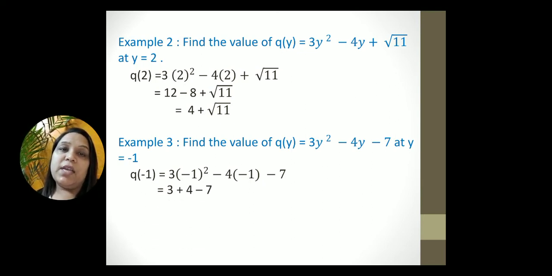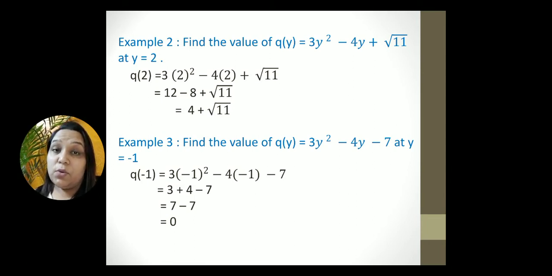Then 3 minus 1 square is equal to 1. So it will be 3. Now minus 4 into minus 1. It will be minus minus plus 4, minus 7. It will be 7 minus 7 is equal to 0. So y is equal to minus 1, giving us the value of the polynomial as 0, and it is not an ordinary point. It is a very special point where we are getting the value of the polynomial 0.